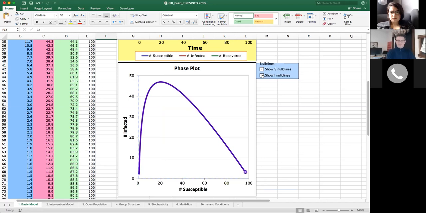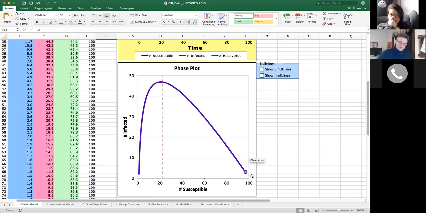So here in the blue dotted lines, which are just on the axes here, those are my S null clines, meaning that if I'm at any one of those points, my number of susceptibles is not changing. Right, right. Likewise, if I'm on one of my I null clines, then there, my number of infected is not changing.